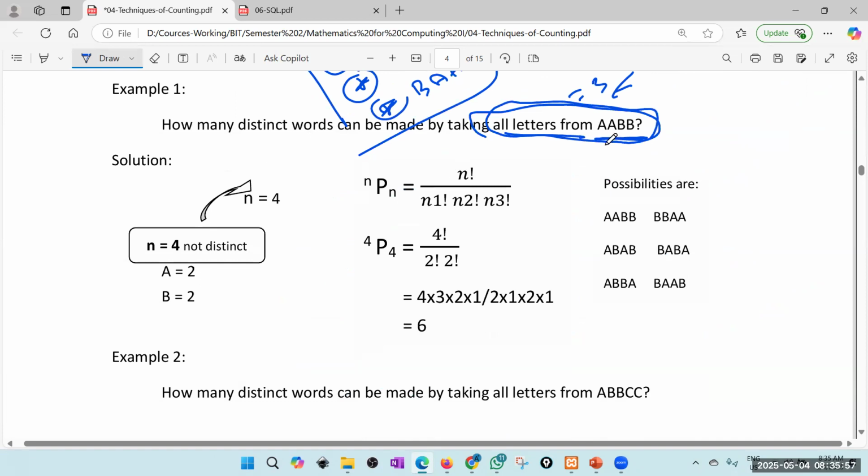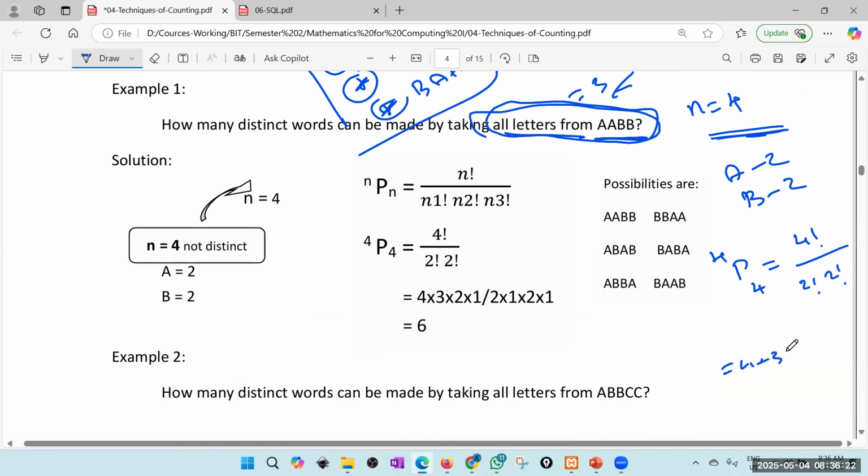So we have 4 letters, and of course words are always arranged linearly. So n is 4. But A we have twice, B we have twice. So it is 4P4, but this time it is not distinct, so it's factorial 4 divided by factorial 2 factorial 2. That is 4 into 3 into 2 into 1 divided by 2 into 1 into 2 into 1. 2, 2, 2, 2, 6 ways. And these are the 6 ways.